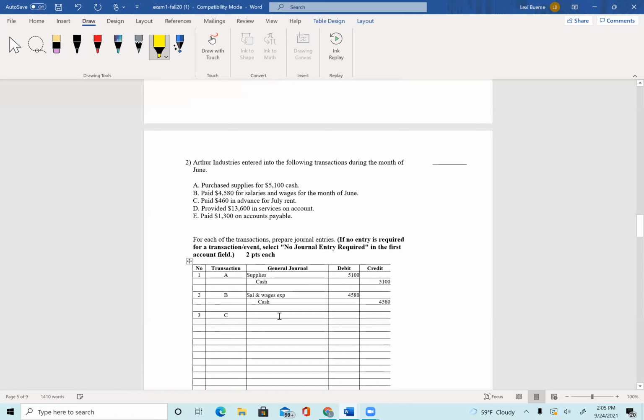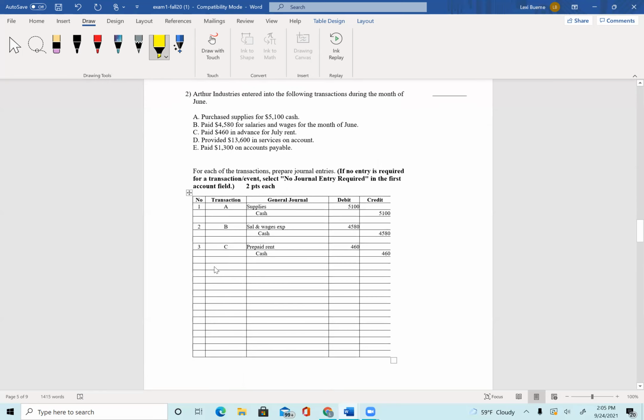Paid $460 in advance for July rent. So you paid rent in advance, it's going to be prepaid rent. What you're getting. And since you're paying it out, you're going to credit cash because like I said before, you pay rent in cash. It's very similar to paying employees. You can't tell your landlord, oh yeah, I'll pay you on account in like 60 days. Like that'll be marked late and then you'll get a late fee.